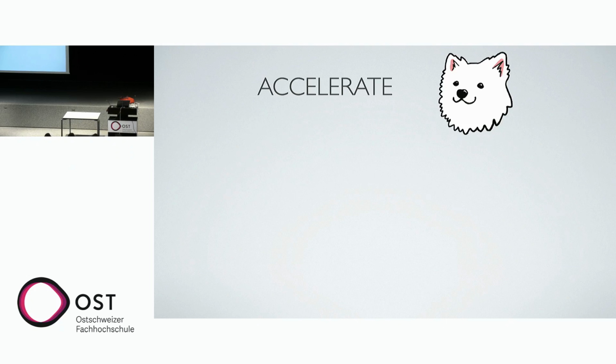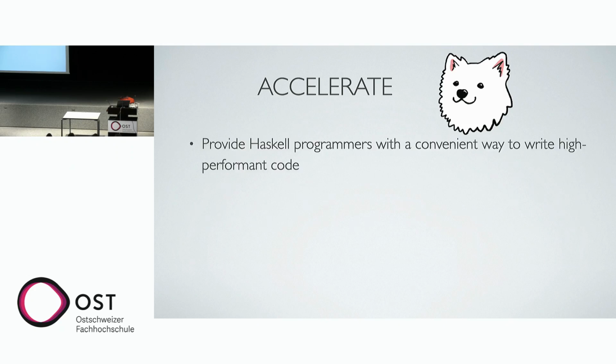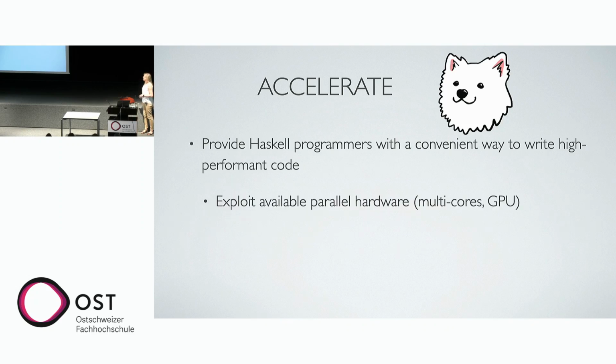So that was basically the motivation for Accelerate. We wanted to provide Haskell programmers with a convenient way to write high-performance code. And how can we do that? Well, a lot of these features I said are a plus of Haskell and functional programming, the high-level abstraction and the conciseness, also come with a cost, and the compiler has to do a lot of work. But in the context of parallel programming, they can be an advantage because some patterns are more obvious and easier to exploit.